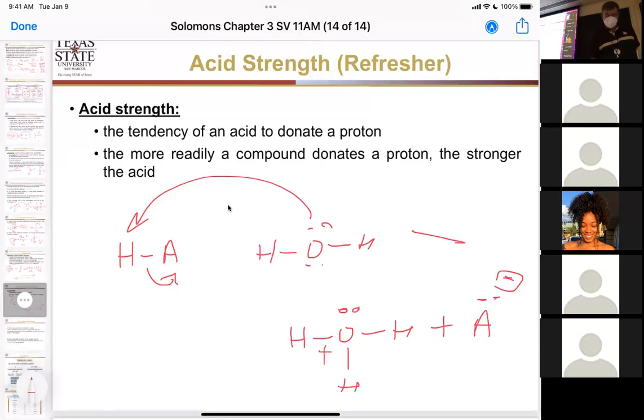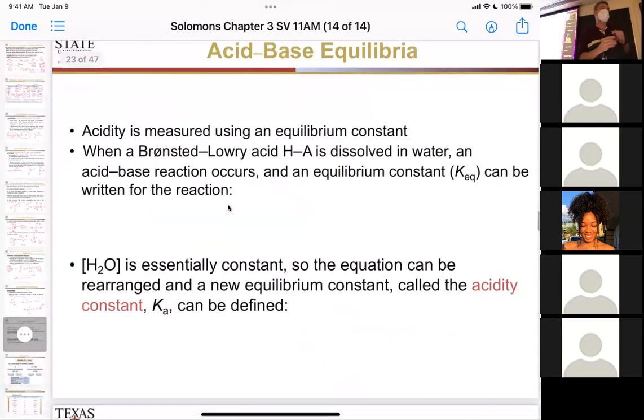Okay. So do we see how the propensity or the tendency for the acid to donate its hydrogen makes it a stronger acid or a weaker acid? The more it wants to give it away, the stronger the acid is. Okay, so what does that mean? Well, we actually have to measure that, okay? It's not something you can predict.